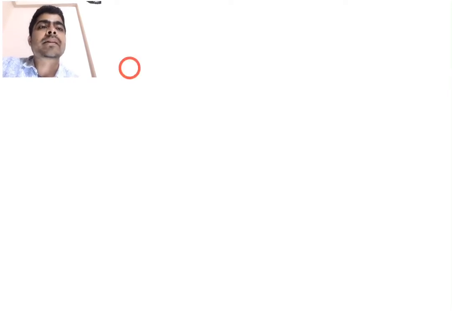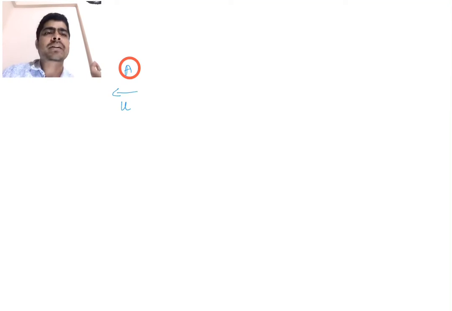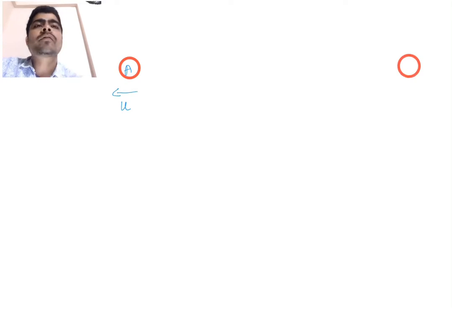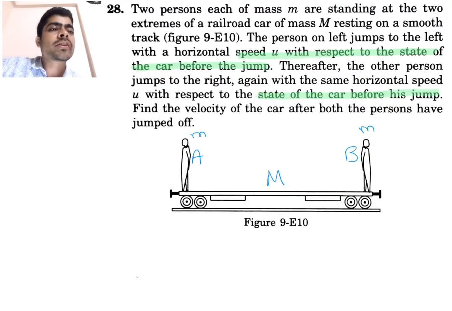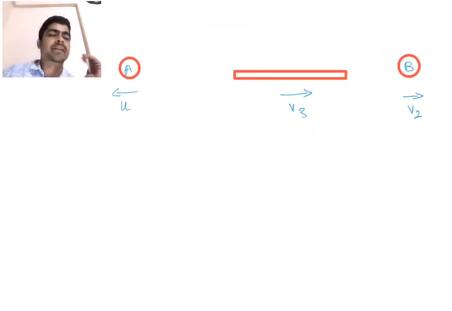So after the second jump, the person A still has a speed u. Why? Because the person A has already jumped off the car, so we don't care about him anymore. The person B has now jumped off, and then we have the railroad car. Okay, so now let's say the person B has velocity v2 and the car has velocity v3. So the question is asking find velocity of the car after both the persons have jumped off. So basically we have to find v3. Our target is to find v3. Now again, let's look at the system now.